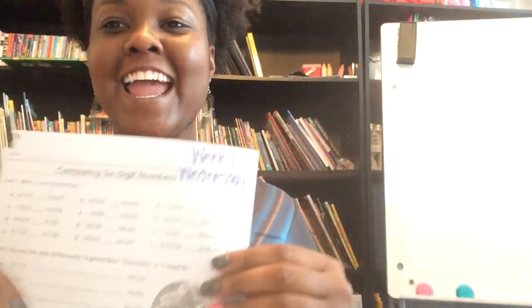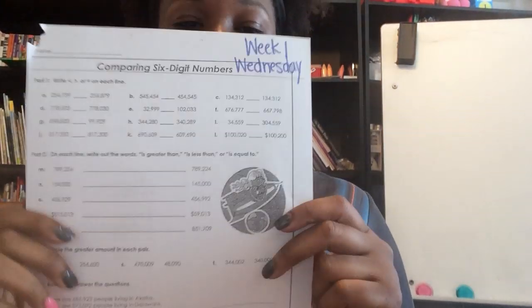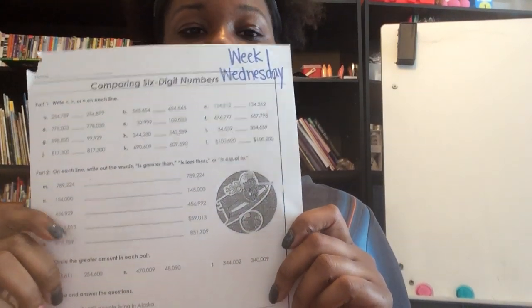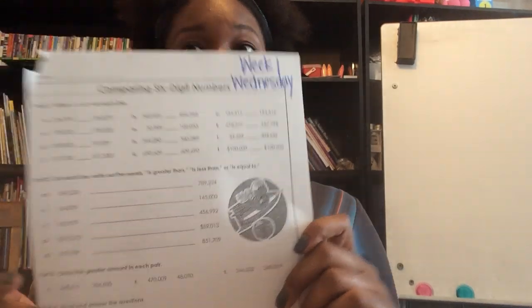I'm Miss Walker, and I'm videoing Wednesday's page of the week 1 at-home packet for Westlawn. Here we go. We're talking about comparing 6-digit numbers.